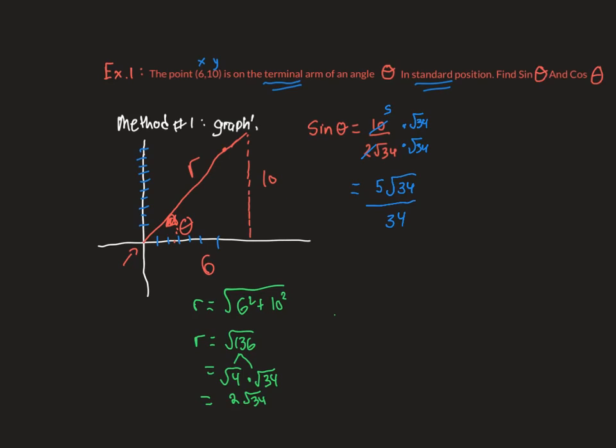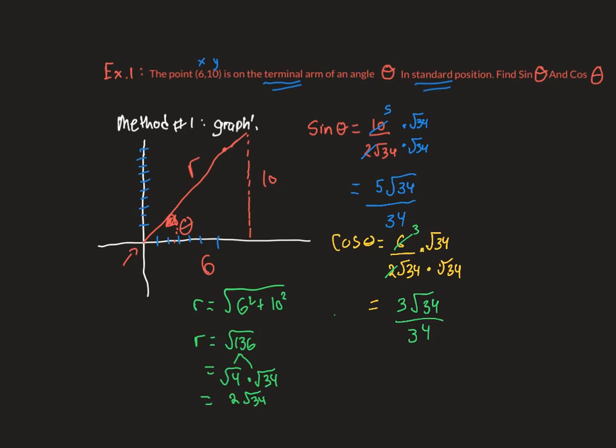Please try out cosine yourselves. Pause the video for a sec. Okay, I'm assuming you guys are back now. So cosine theta is adjacent over hypotenuse. So adjacent would have been 6. Hypotenuse is still going to be 2 root 34. Same thing as before. Again, my 2 can actually cancel out here with my 3. So 3 root 34 over 34. Okay? So that's how you find the sine and cosine using the first method.